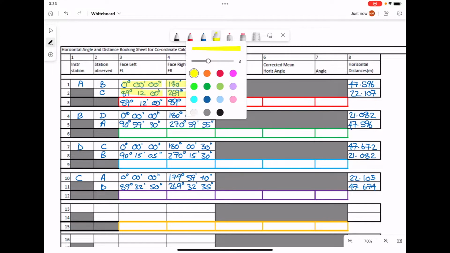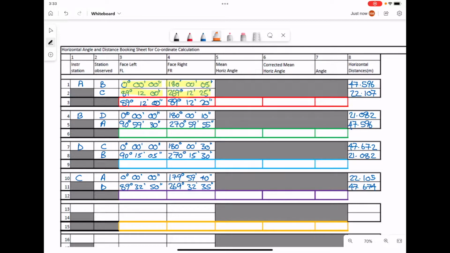Then for the pair of the two angles, we're going to calculate the average of these two and write it in the cell immediately after. 89, 12, 0 plus another 89, 12, 20. Add them together, divide by 2, and you get 89, 12, 10.